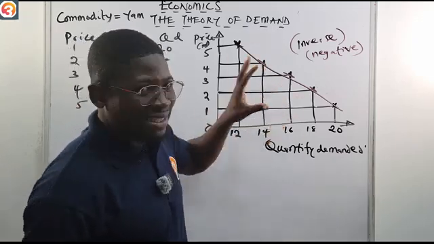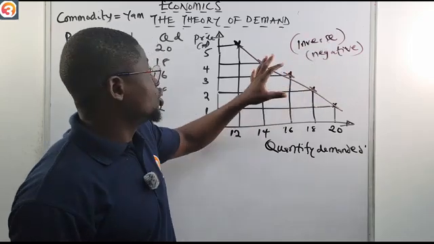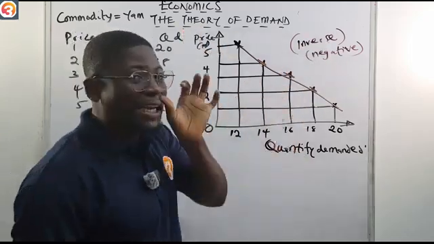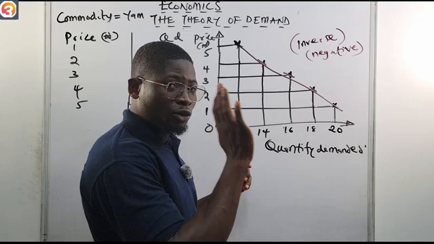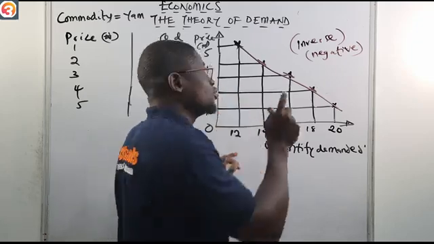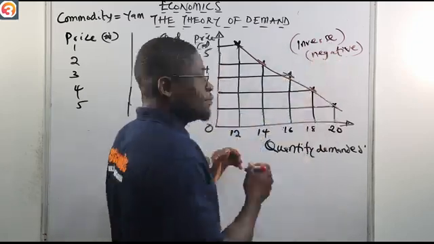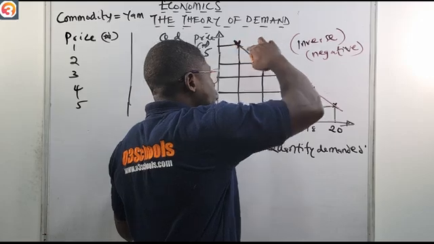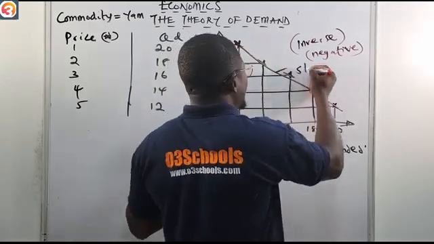So please understand, they can ask you a question: what is the relationship between price and quantity demanded in a demand curve? You just take note of that: the relationship is inverse or negative, because as you can see, this is what we call the slope.